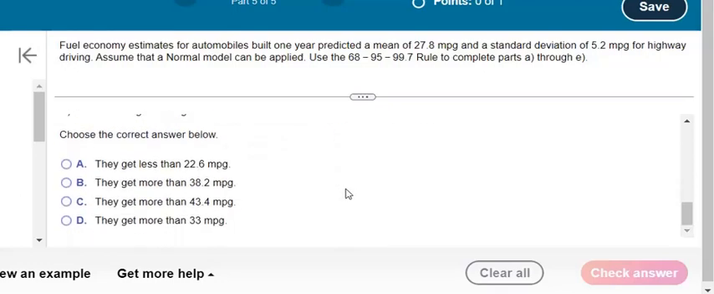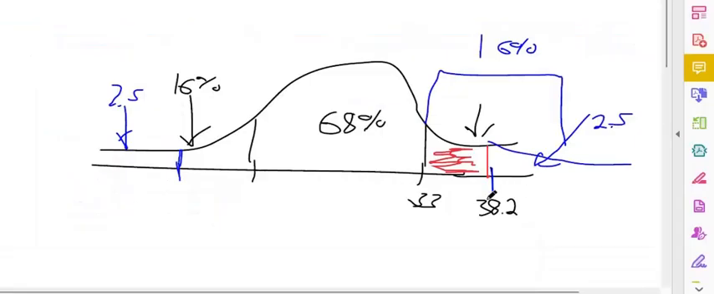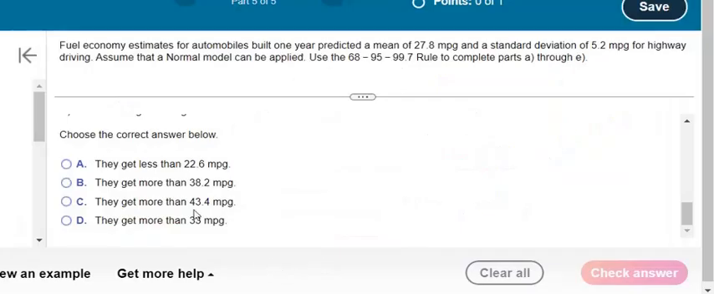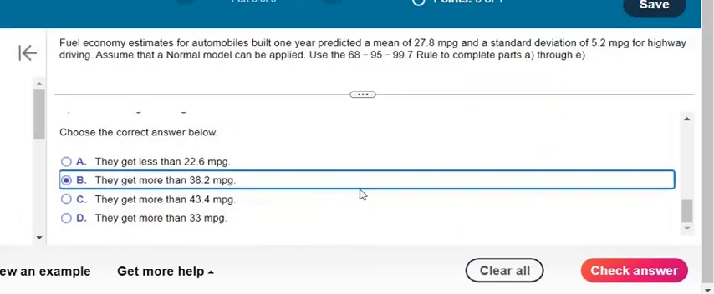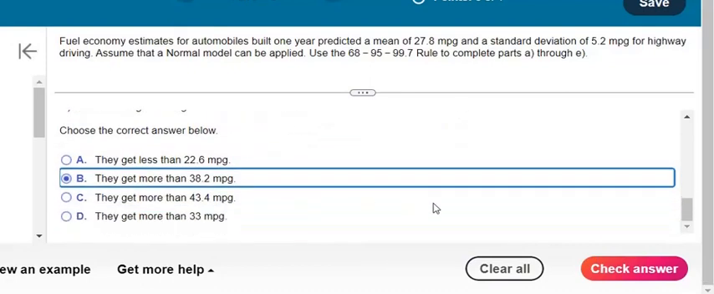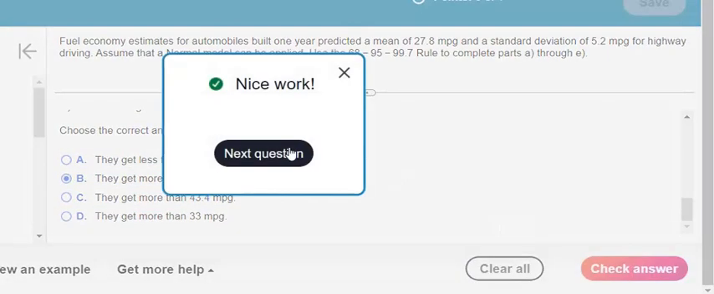Describe the gas mileage of the best 2.5%. I think that's what we just got, right? 38.2 is two standard deviations away from the mean. So 2.5% are better or equal to 38.2 miles per gallon. So that's what we know about the best 2.5% of cars that get either 38.2 or better.